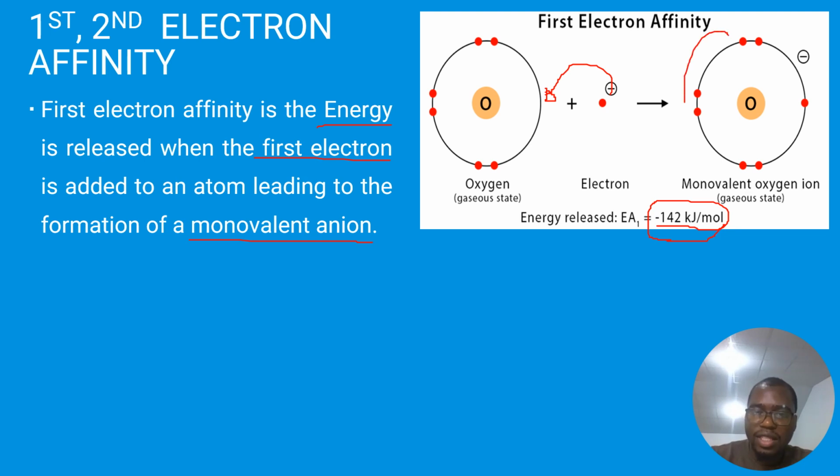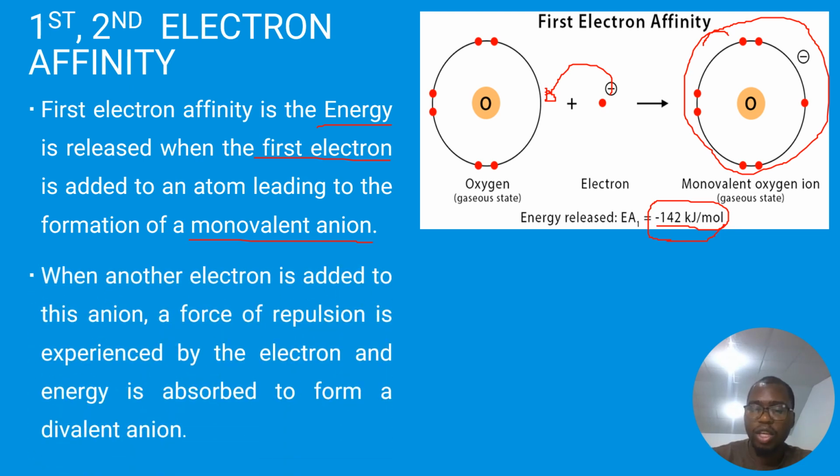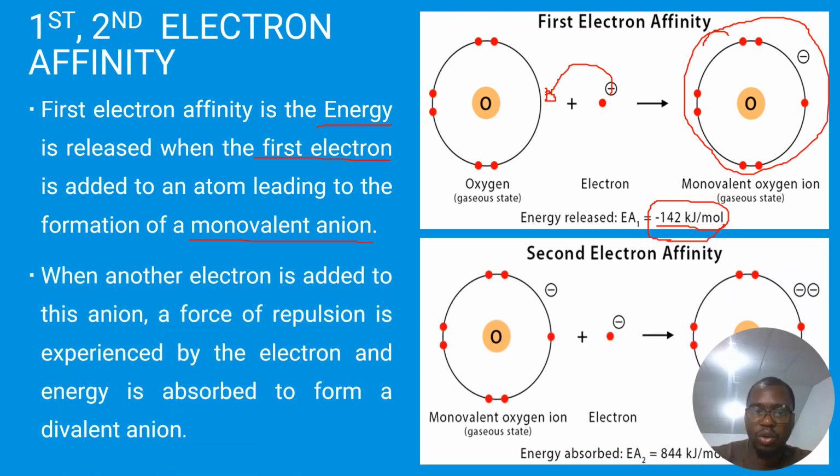Now, this same monovalent anion that has been formed, we can still add one more electron because it only has 6 at the moment. At first it has 6, now it has 7, so it needs one more. So we can still add another electron, and when we add another electron, it is going to form a divalent anion.